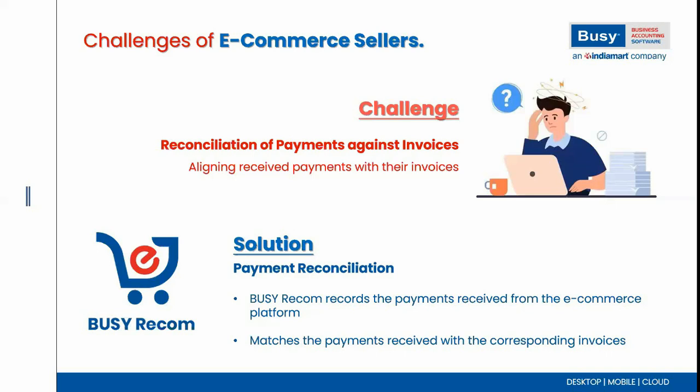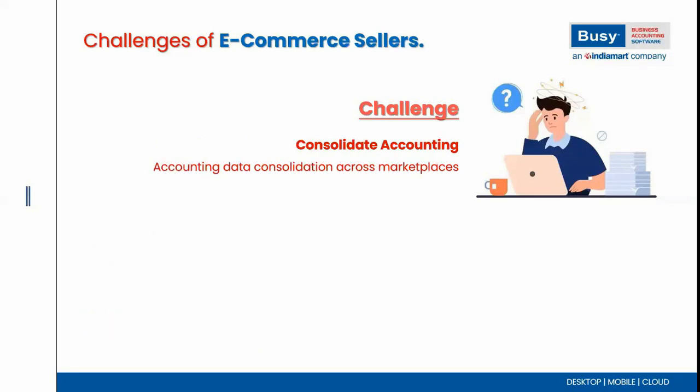It receives all the payment information. It records all of it, and after that, it matches the payments received with the corresponding invoices. It automatically matches the payments received with the corresponding invoices, so that you can come to know, in this particular order ID, how much I received and how much is pending. Going further, in another challenge, I want to explain consolidated accounting.